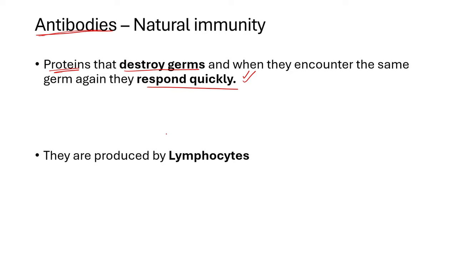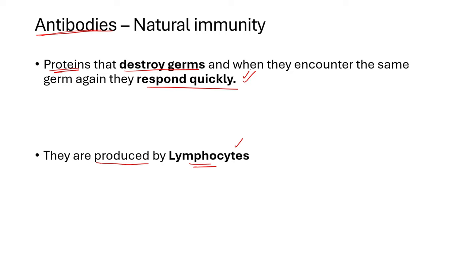So the other thing we need to know is that the antibodies are produced by the cells known as lymphocytes. We have done lymphocytes in grade 10, so you don't really need to know much detail about them in grade 11. Just know that the lymphocytes are the specialized cells or tissues that produce antibodies. So if they ask, name the specialized cells that produce antibodies, the cells that produce those proteins, they are known as lymphocytes. Please do not forget this.